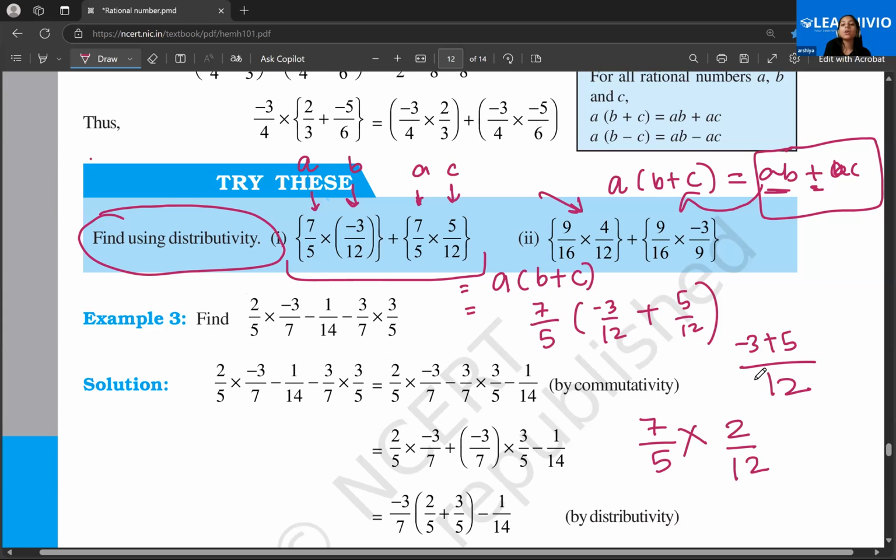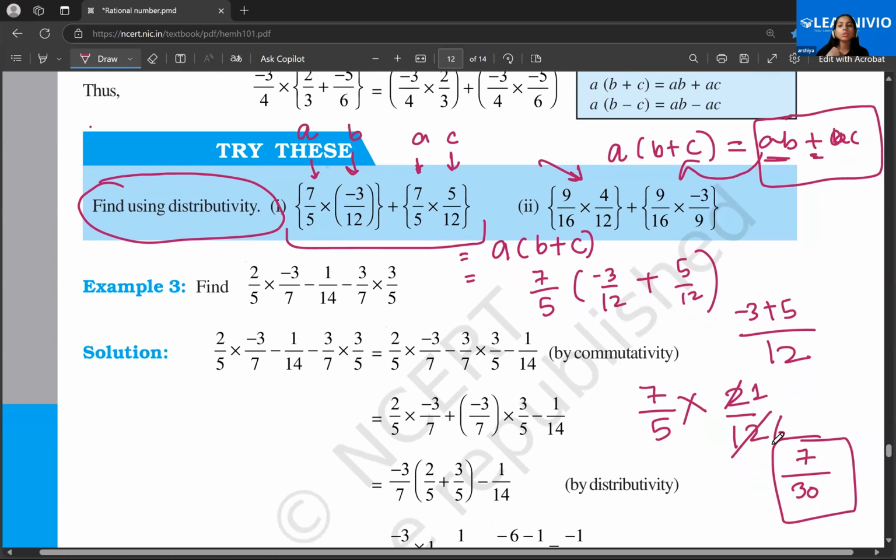Very good. Now, there's nothing to simplify like in the cross direction. So I'll just simplify it: 2 ones are 2 and 2 sixes are 12, so we'll get 1 by 6. So 7 upon 5 sixes are 30. So our final answer will be 7 by 30. Is that clear? We'll cross multiply, right? No, no, no, no. 7 ones are 7, direct multiply, and 5 sixes are 30. Yes, I got it.